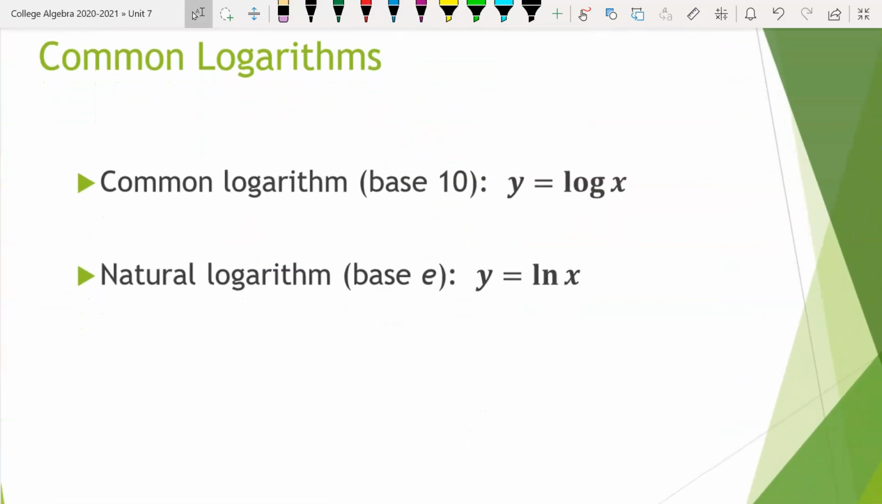So some common logarithms. Base 10 is y equals log base 10 of x. Natural logarithm is the base e. y equals natural log, base e, of x.